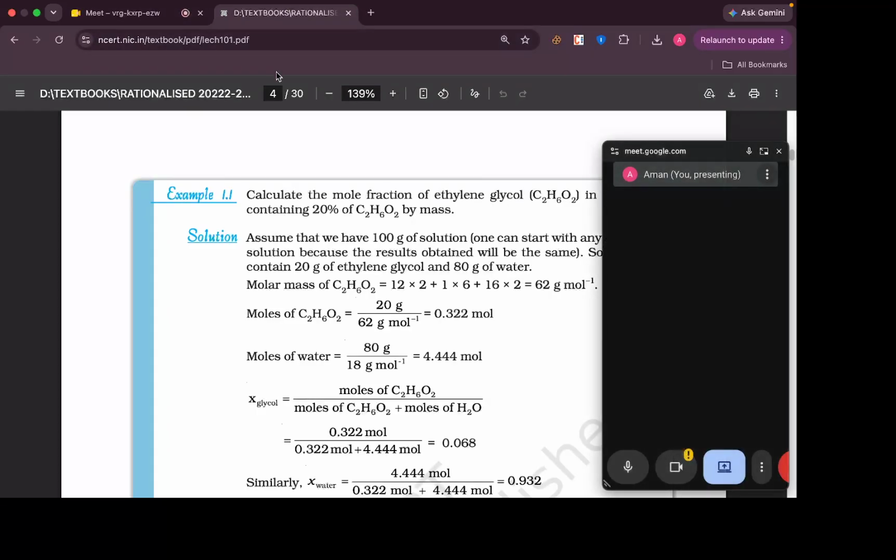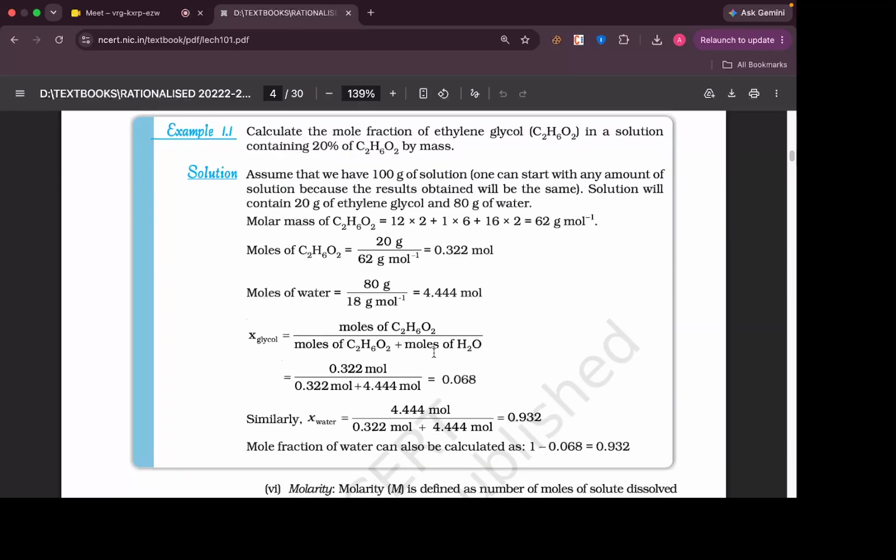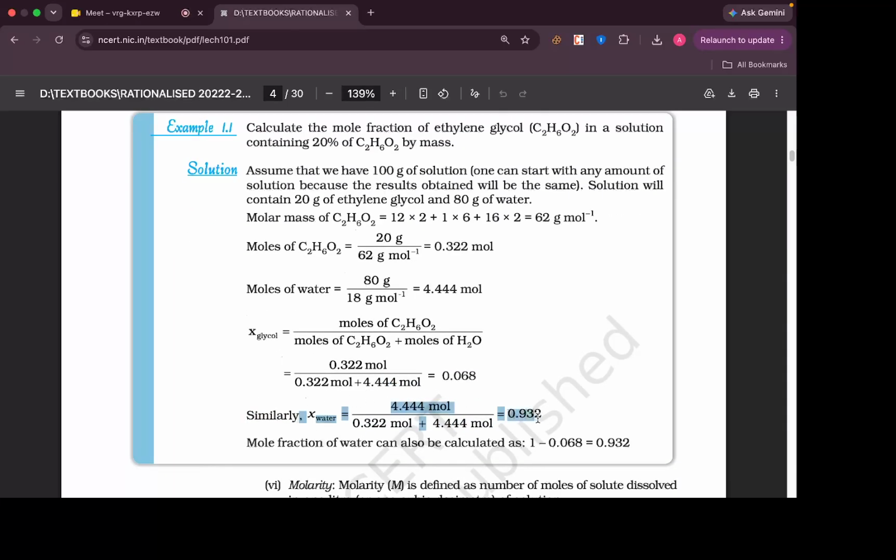So you have to subtract the value of X glycol from 1. Good. You don't have to write all this; just 1 minus 0.068. Because here we have two things only, you can do it. But let's say if you have three things, then you can't do this. You have to use the full method only. So use your mind a little bit. If I have every value except one, then I can simply use 1 minus 0.068 and get the value directly. If you do not have all the values, then you can't use this. So this is the point.